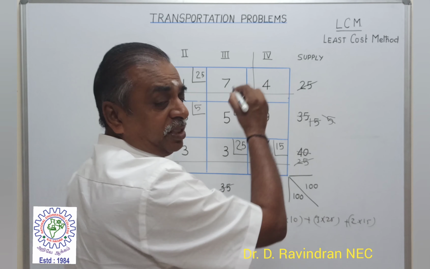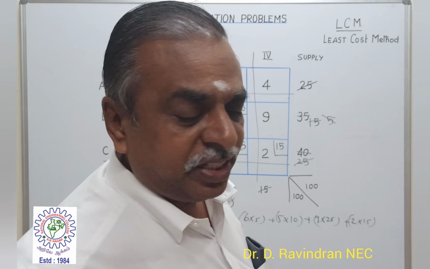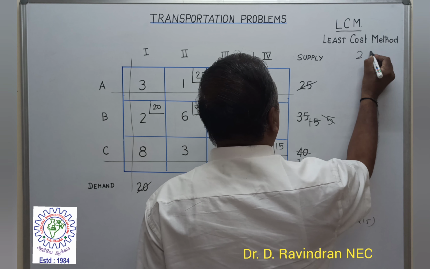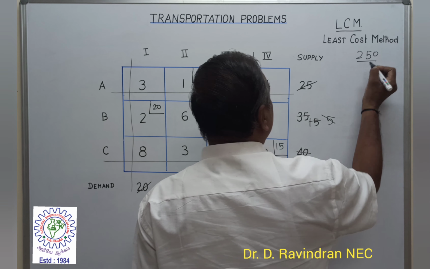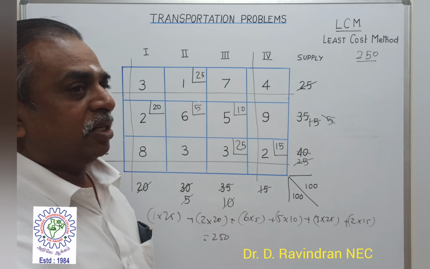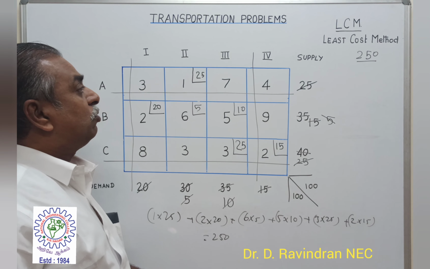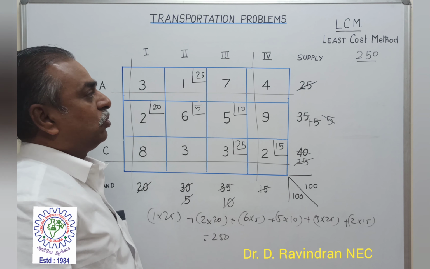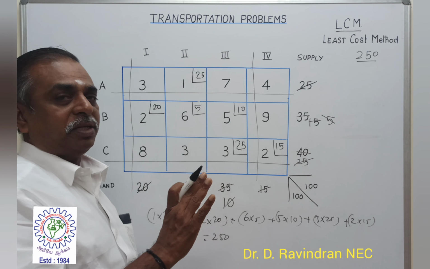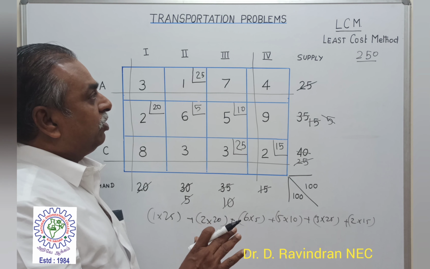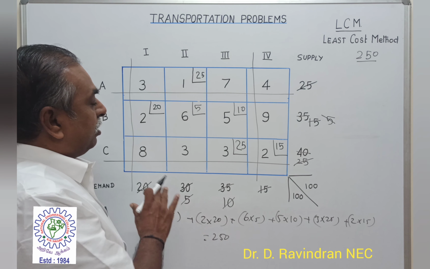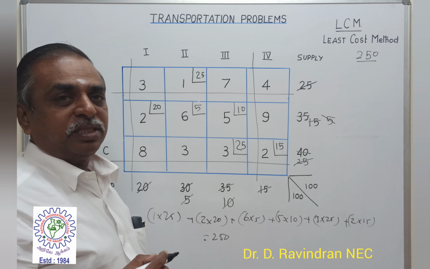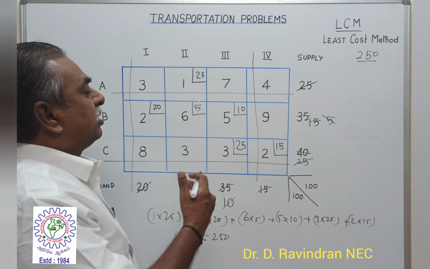Whereas in the northwest corner method we got a cost of 380, this method suggests a cost of 250, which is less in comparison with the northwest corner rule. In the northwest corner rule, we have not considered any cost, so compared to it, this method gives somewhat better results. Now in the next video, let us see how to solve this problem using Vogel's approximation method. That method is still better than this.